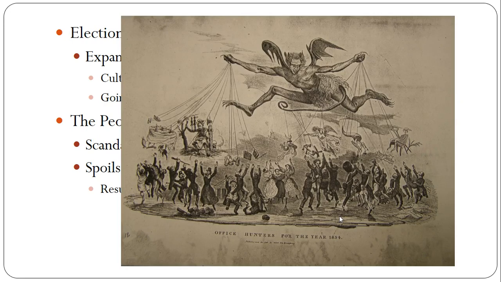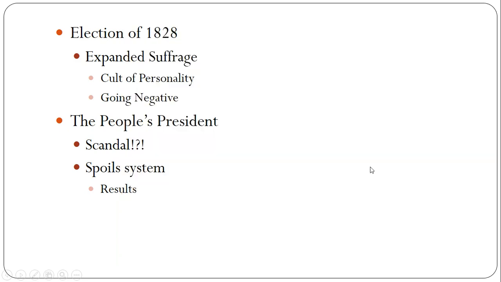So Jackson's individual power increases because, of course, he can dangle all of these jobs for people. In this political cartoon, Jackson is literally Satan dangling government positions for all these office seekers.